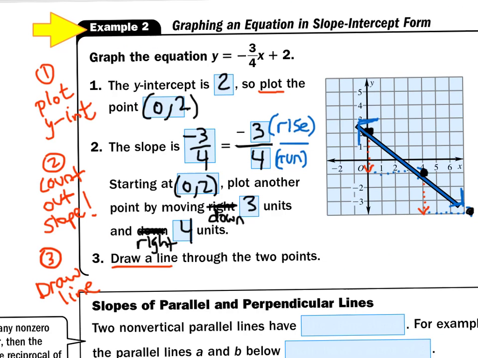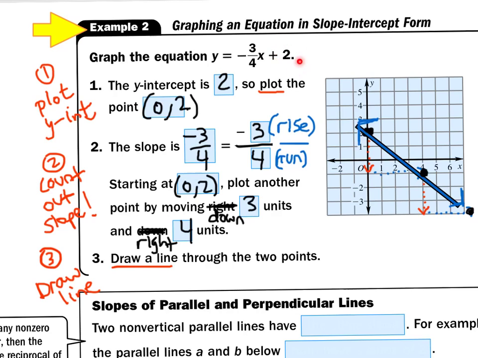Okay, take a look at example 2, graphing an equation in slope-intercept form. Now this is really cool, okay? So it's just 1, 2, 3. First thing we're going to do is graph the y-intercept. Second thing we're going to do is count out the slope. And the third thing we're going to do is draw a line. Okay, so look at the equation: y equals negative 3/4 x plus 2.